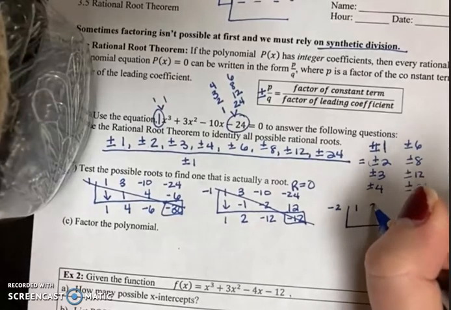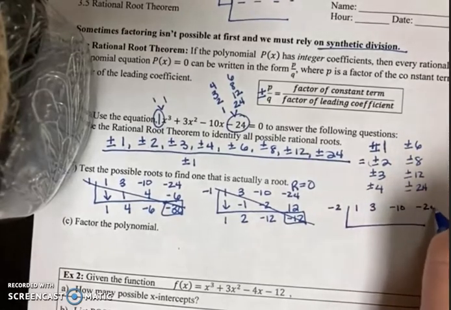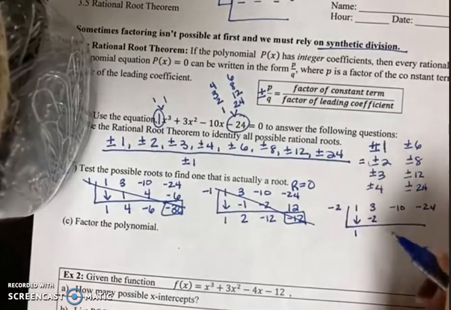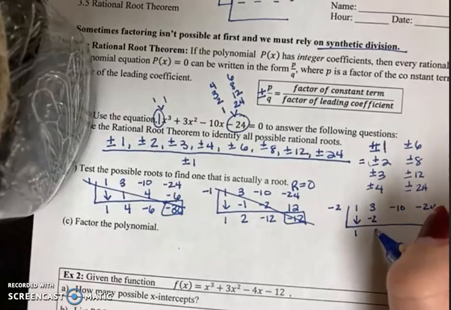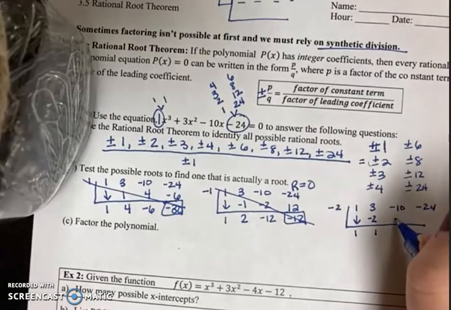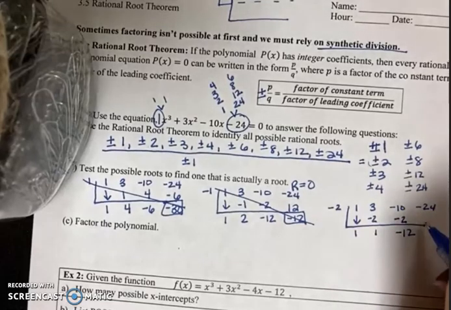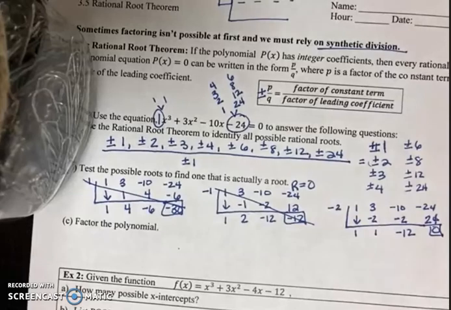All right, 1, 3, negative 10, negative 24. Bring down the 1. 1 times negative 2 is a negative 2. 3 plus negative 2 is 1. 1 times negative 2 is negative 2. Add those together, I get negative 12. Multiply by negative 2, I get a positive 24. And I do have a remainder of 0. So negative 2 is a factor.